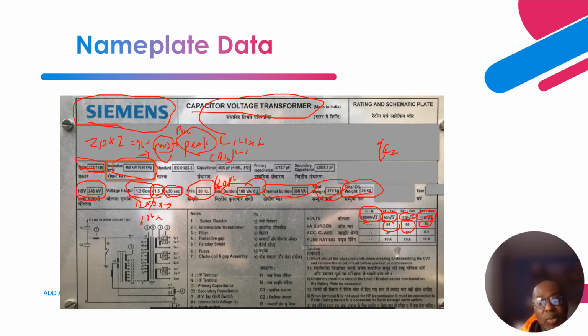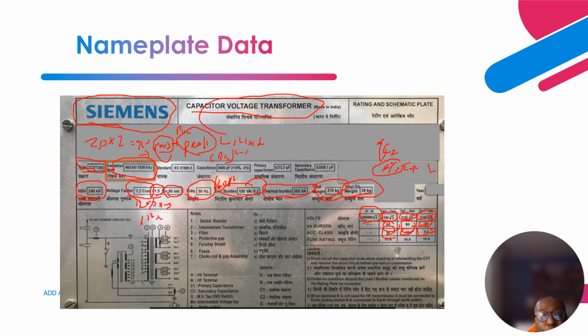Next is the accuracy class. So 3P is for protection, right? It's telling you that the protection is 3P, and for metering it's 0.2. What it's telling you is that it's able to maintain accuracy, for a 3P, up to 6% error.